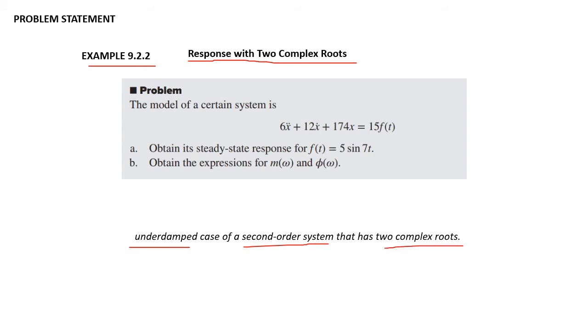In the problem statement, they tell us the model of a certain system is given by this equation: 6x double dot plus 12x dot plus 174x is equal to 15 f of t. There are two parts to this problem. In the first part, they ask us to obtain a steady state response for f of t equal to 5 times the sine of 7t. And in part B, they want us to obtain the expressions for M of omega and phi of omega.